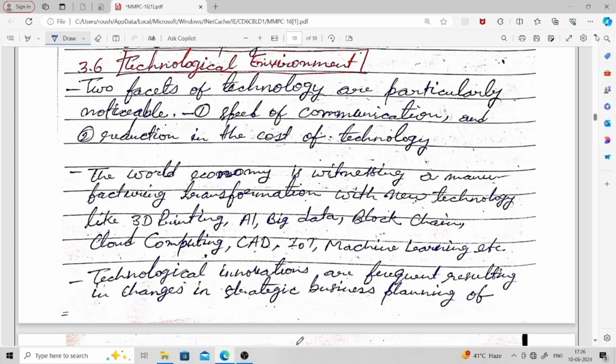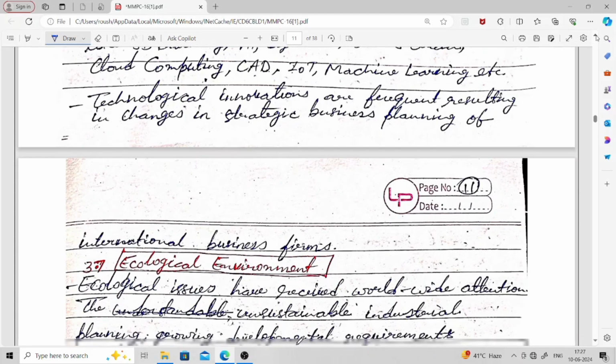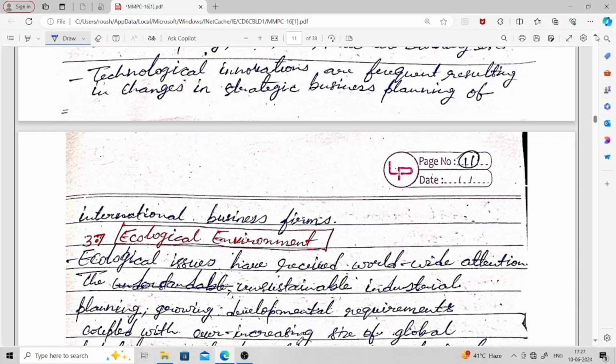Then the world economy is witnessing a manufacturing transformation with new technology like 3D printing, AI, big data, blockchain, cloud computing, computer aided designing, IoT, that is Internet of Things, machine learning, etc. So these are the manufacturing transformations going on all over the world. Technological innovations are frequent, resulting in changes in strategic business planning of international business firms.